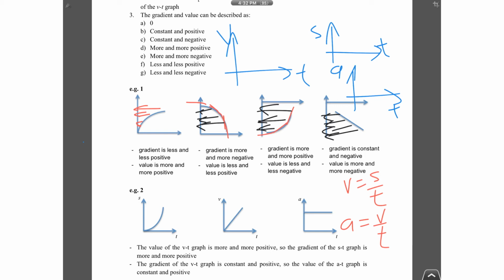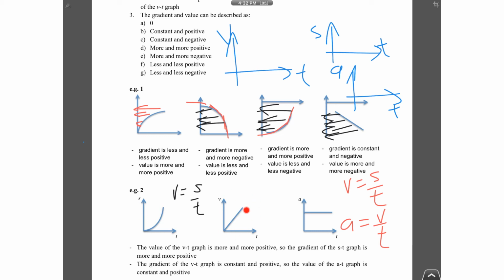Okay? Now let's practice changing ones. For example, let's say I'm given this VT graph. I want to change to ST and also AT. So how do I change from here to here, and here to here? Now what is the relationship between V and S? What is the formula? V is equal to S divided by T. So in other words, the value of my V is equal to the gradient of my ST graph. Do you agree now?